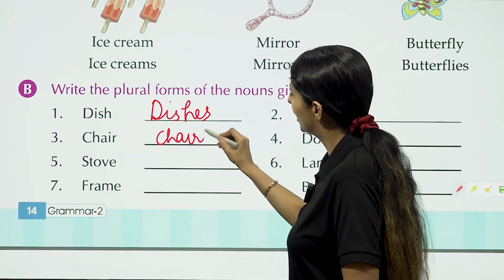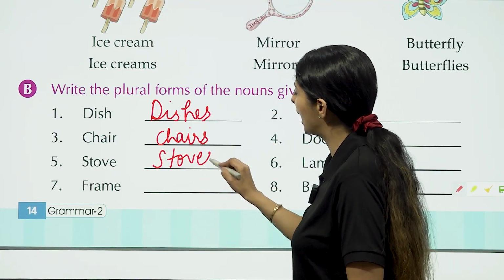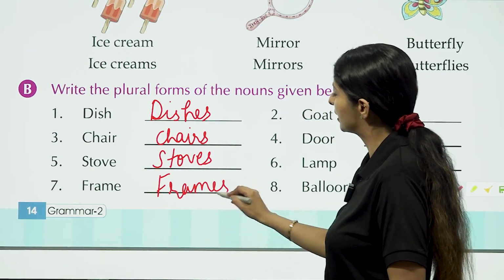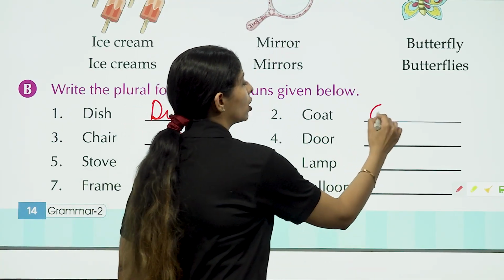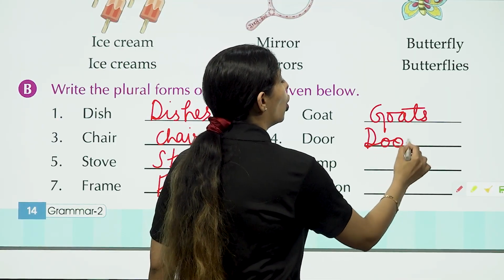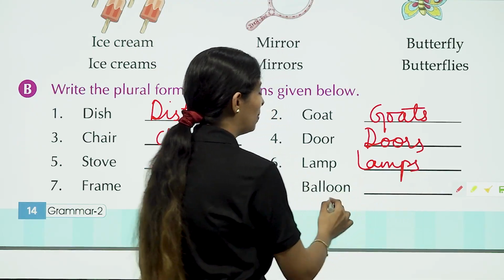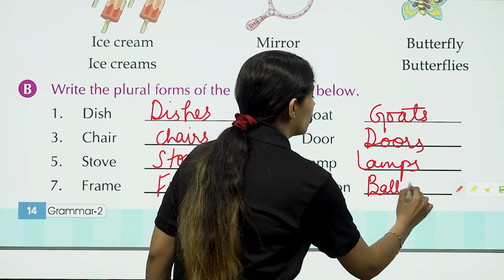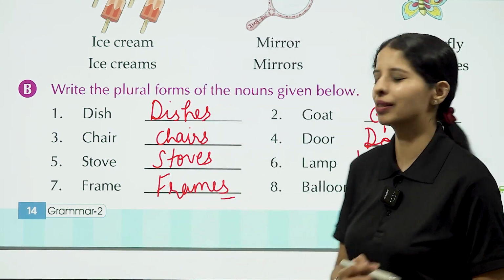chairs, extra S, stoves, extra S, frames, extra S. When you add S, it becomes plural. Goat, goats, door, doors, lamp, lamps, balloon, single balloon, and when we convert it into plural, we'll add extra S to it, so it becomes balloons.